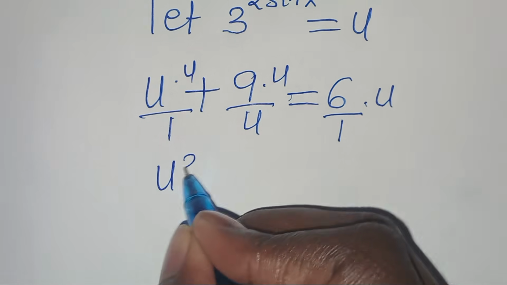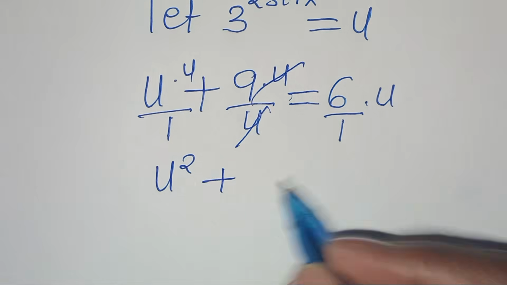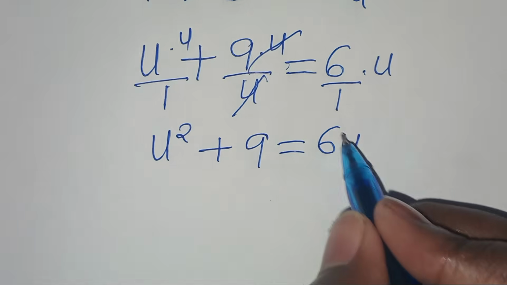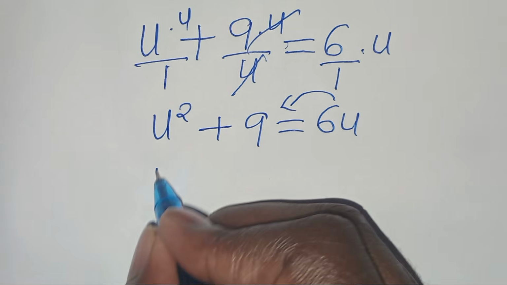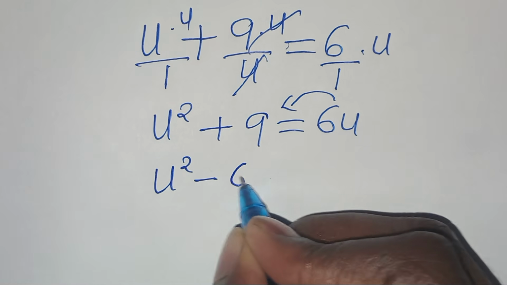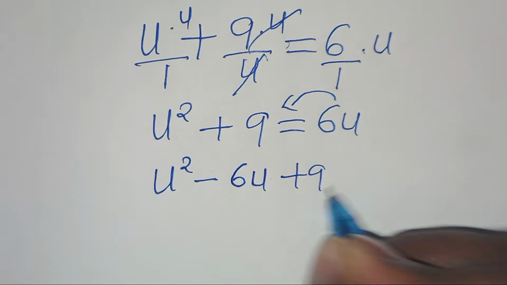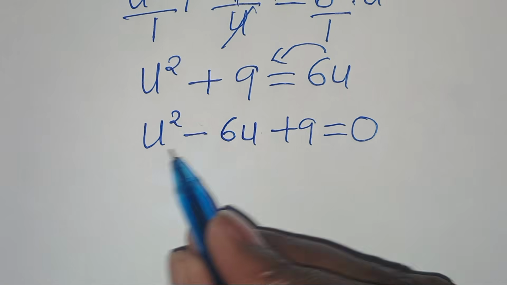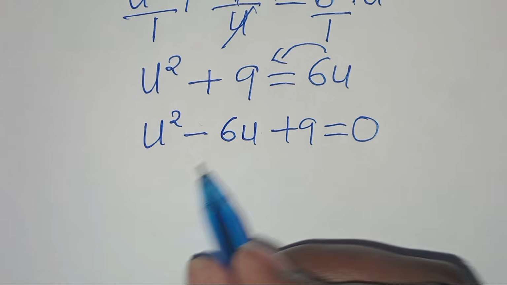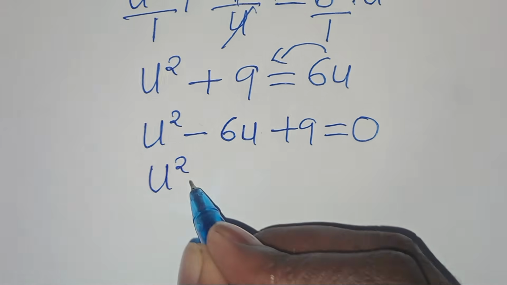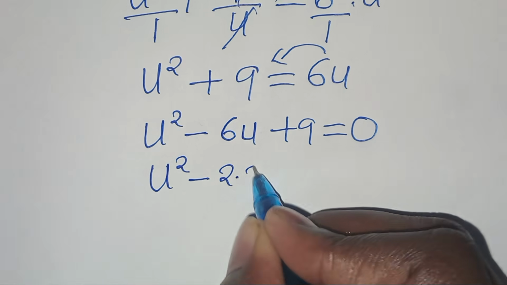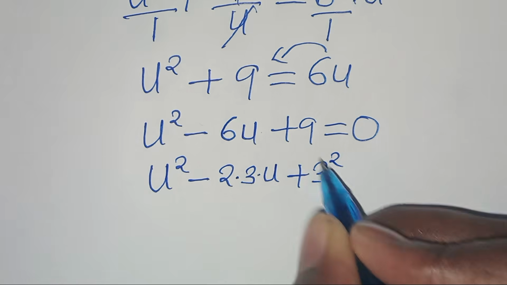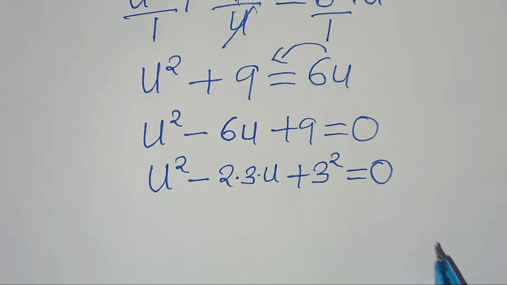So we have u to the power of 2 plus 9 equal to 6u. Let's take 6u to the left hand side. So we have u squared minus 6u plus 9 equal to 0. So we have that this is a quadratic equation. Now remember, we can express this as u to the power of 2 minus 2 times 3 times u, plus 3 to the power of 2, which is the same thing as 9. This is equal to 0.